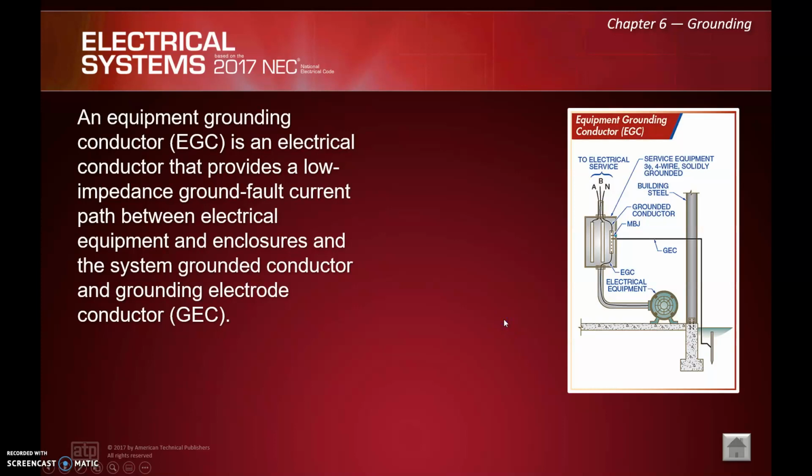So the next term they want to hit here is what they call the EGC, the equipment grounding conductor. That conductor provides a low impedance ground fault current path between electrical equipment and enclosures and the system grounded conductor and grounding electrode conductor. So basically that's the wire, when you pull a green wire with your circuits, that's an equipment grounding conductor. The ground that goes from your panel to your receptacle, to your light, to your motor, those are all examples of equipment grounding conductors.